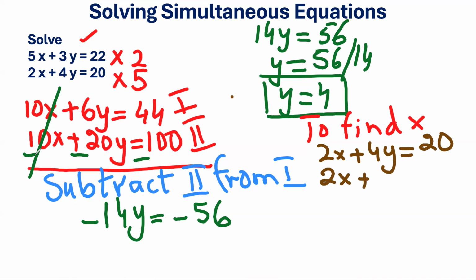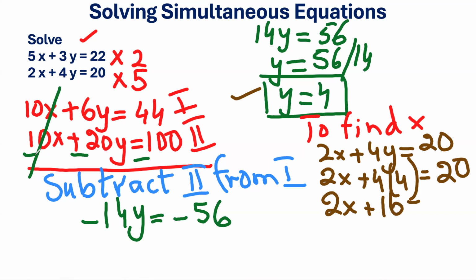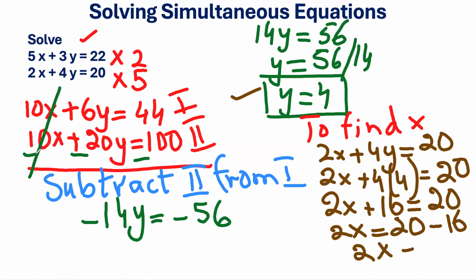What is the value of y? Y is equal to 4. 4 multiplied by 4 equals 16, so 2x plus 16 is equal to 20. From this equation, you can find x. 16 can be shifted to the other side. It will become 20 minus 16. 20 minus 16 is 4. So from here, you can find the value of x. X is equal to 4 divided by 2. X is equal to 2.